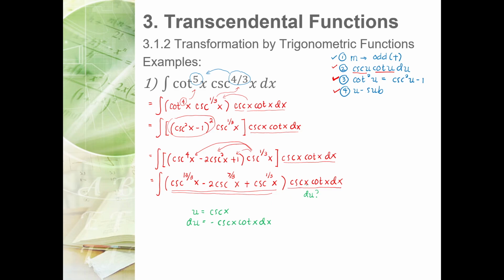For this to be exactly the same as the factored out term earlier, we need to divide by negative 1. So negative du is equal to cosecant x cotangent x dx. So our exact value for your du is negative du. And then this one is u to the 13 over 3, u to the 7/3, u to the 1/3.